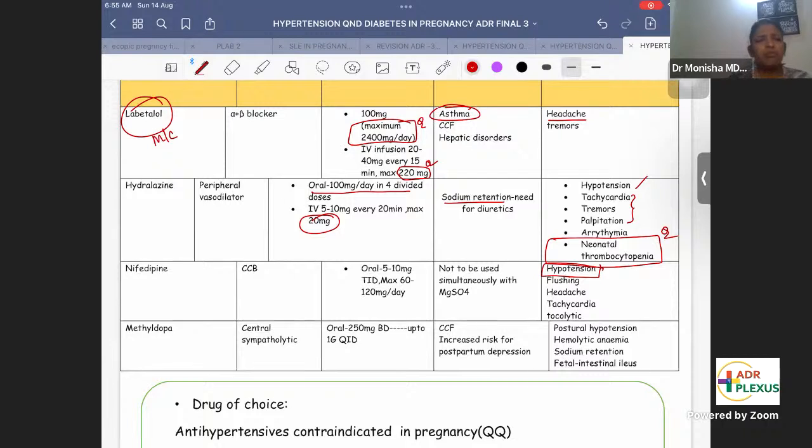Methyldopa. Previously, this was a drug of choice in the case of chronic hypertension. Now, remember, only labetalol is the drug of choice everywhere. It's a central sympatholytic, and remember, it has an increased risk of postpartum depression. One such thing that has led to its disuse is fetal intestinal ileus formation. So that is one thing that has led to its decreased usage.